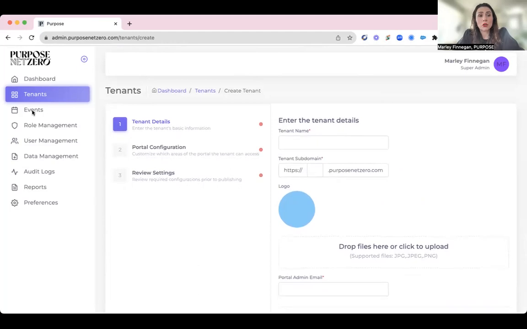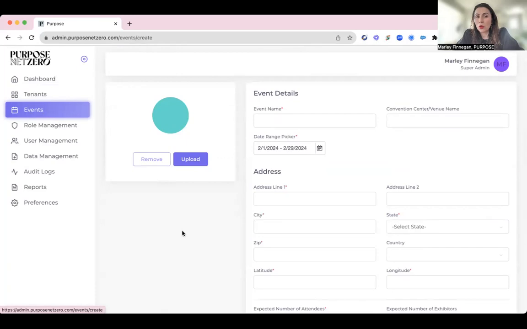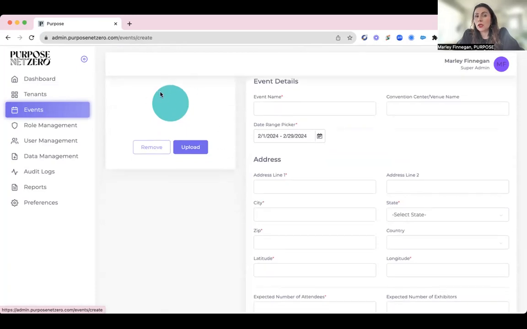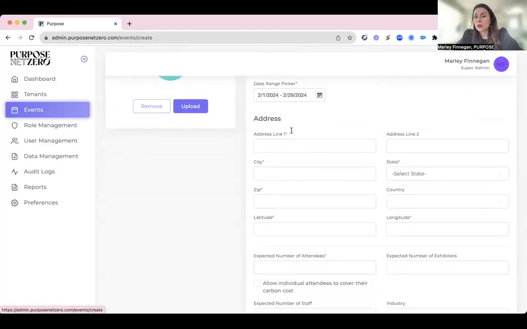Okay. I'm going to show you how you add an event. So adding a new event is extremely simple. We can add the logo here. Otherwise, this shifts through different colors of the rainbow so that it delineates different events differently. The event name, convention center, the date range. The address here is extremely important. This is where we're calculating to. If we were in the United States, this is the endpoint location that we're calculating the emissions to. So you can put your venue, you can put your hotel, wherever the hub is that most people are going to be.